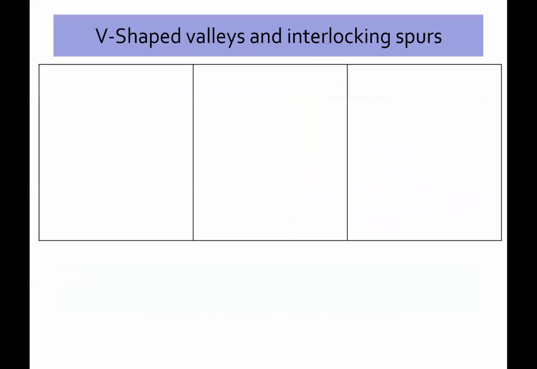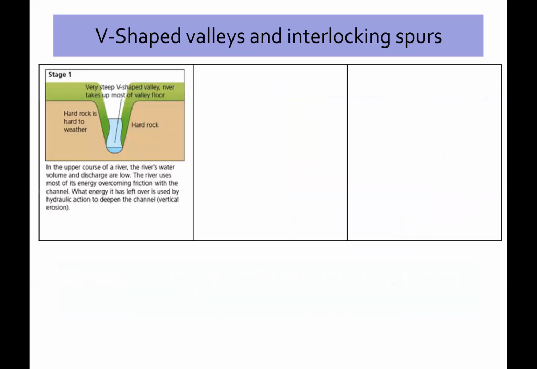Now we're going to draw some diagrams and we're going to write an explanation as to how these landforms are actually created. So I suggest you do 3 boxes. I think you could do this over a full page actually. That should work. So in your first box, you're going to draw and write stage 1.